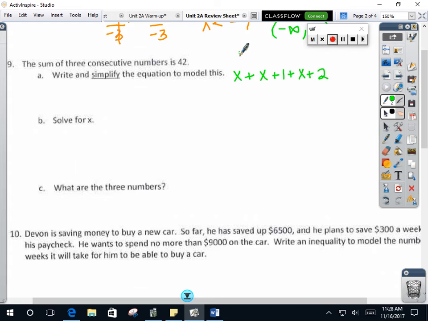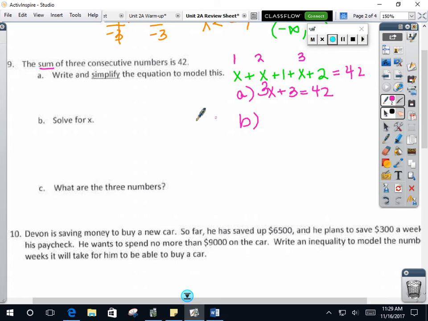Because think about it. 3 consecutive numbers are numbers like 1, 2, and 3, right? Well, if 1 is the x, to get to 2, don't you do 1 plus 1 will give you 2, and 1 plus 2 will give you 3? Now these need to sum to 42. So now I combine like terms and I get 3x plus 3. So there's my equation. So that's the answer to part A.